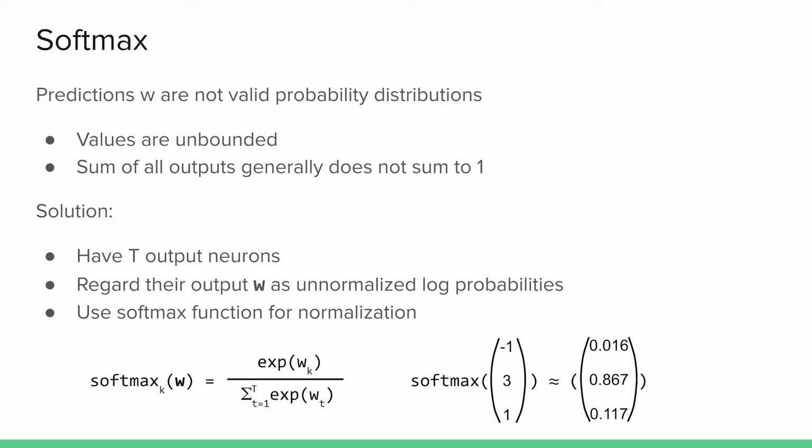So in our case here, the softmax would take the values -1, 3, and 1 and produce these probabilities here, which, you can see, correlate. So a high value is a high probability for a certain class here.